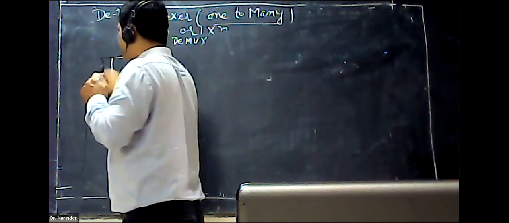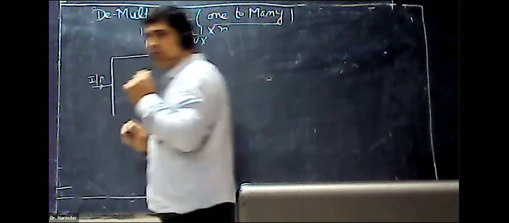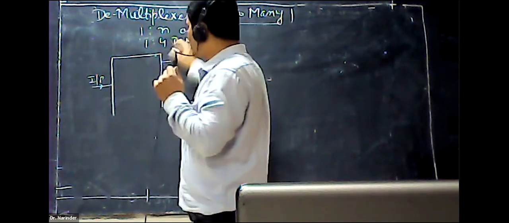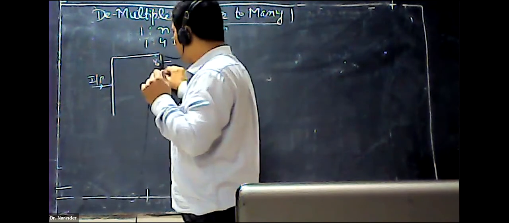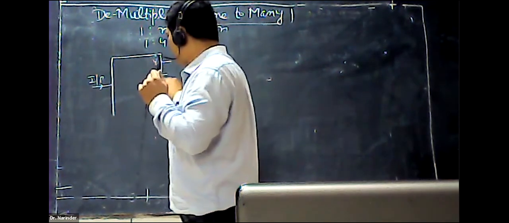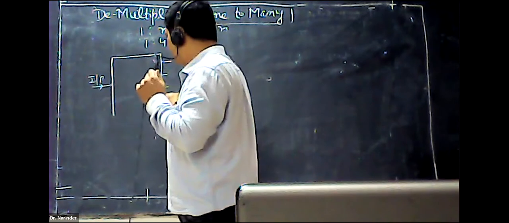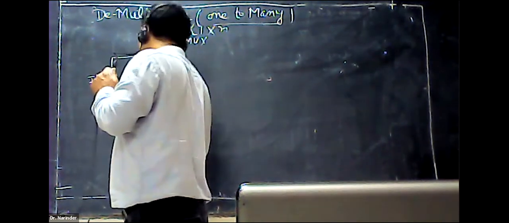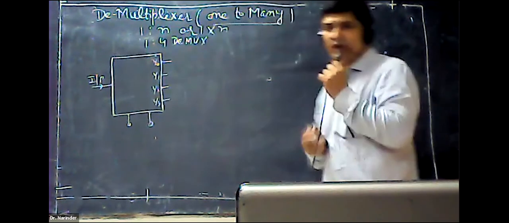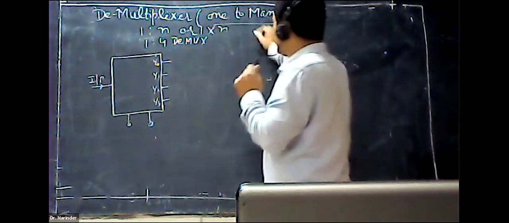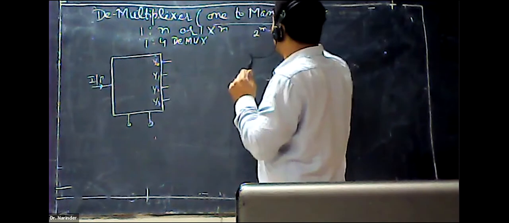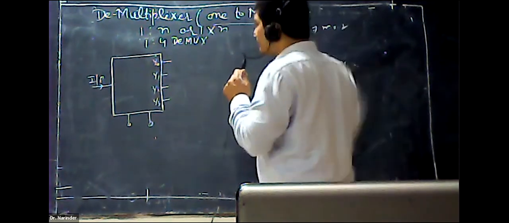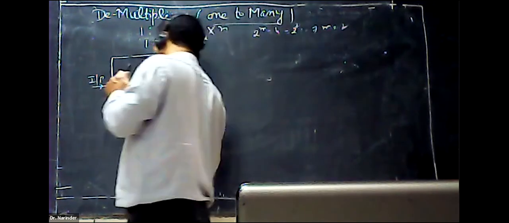One input, then how many outputs are required? 4: Y0, Y1, Y2, Y3. And these would be the select lines. How many select lines are required? You can check it. 2 raised to power m is equal to 4, 2 raised to power 2, so m is equal to 2. 2 select lines. That's why it is written S0 and S1.